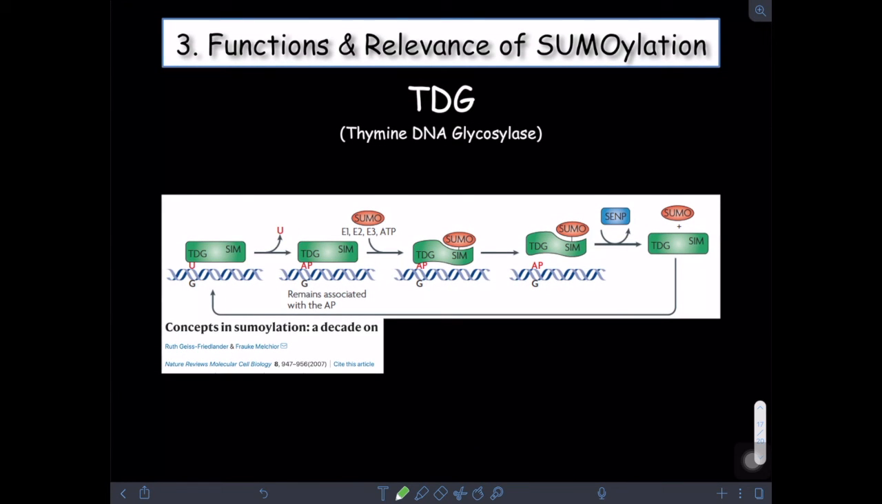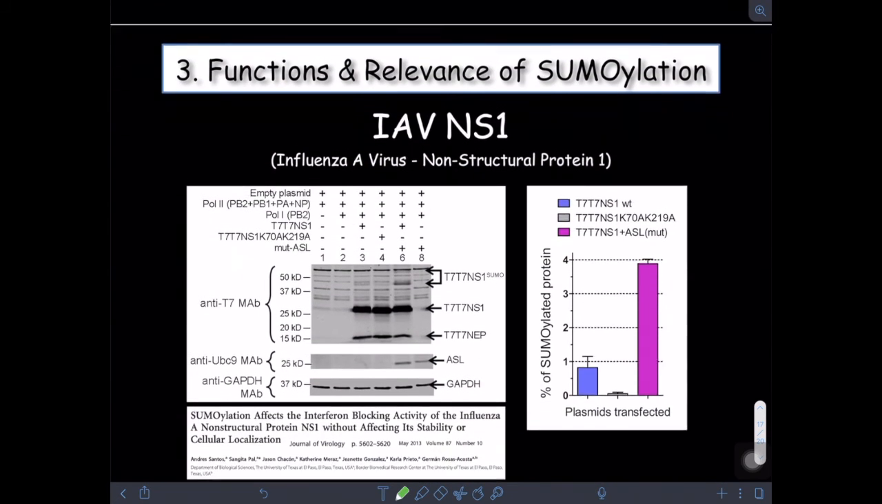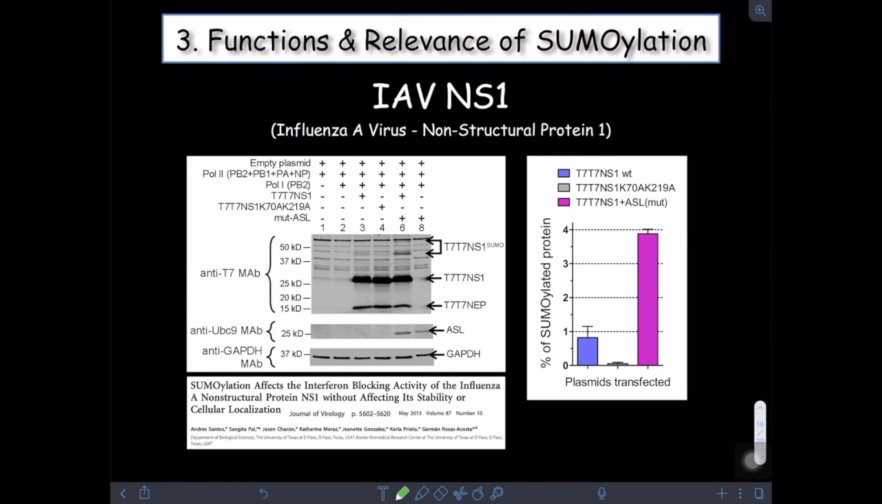And from this perspective, it was obvious that in order to allow TDG to be involved in DNA repair once again, it was essential for TDG to become deSUMOylated. And this is, in fact, achieved by the action of the SUMO isopeptidases. And the last example of the effects of SUMOylation on a protein target is one that is actually close to my heart, on the effect of SUMOylation on the influenza A virus non-structural protein NS1.